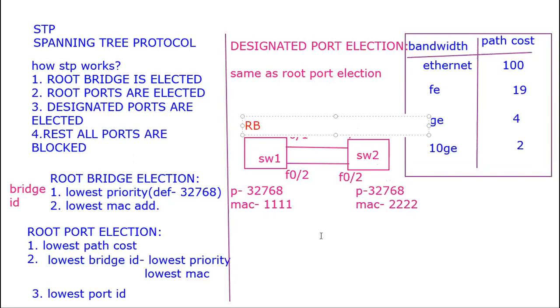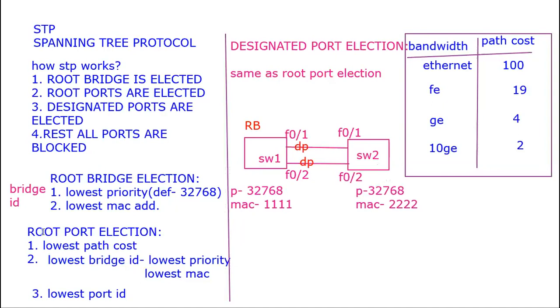Now, one thing to be noted is that once a root bridge is elected, all the ports of a root bridge are designated ports. So these two ports, both will be designated ports. DP is short for designated port. So both will be designated ports because designated ports are in forwarding state. They are always sending. So root bridge is elected. All the ports of the root bridge are always designated ports.